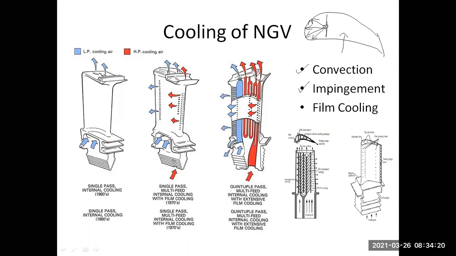Convection: when you pass the air into the tube, the type of heat energy exchange that takes place is because of convection. Then we have narrow holes. From these holes, the cold air will come and hit the tip of the blade like this, the leading edge. That type of cooling is called impingement cooling.